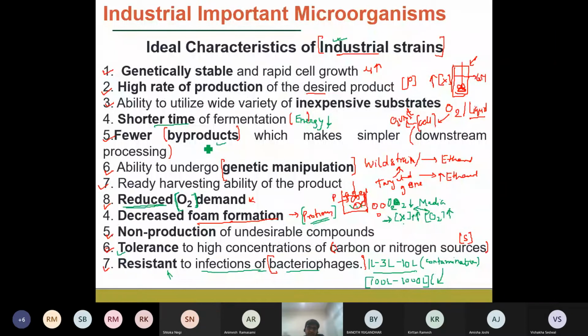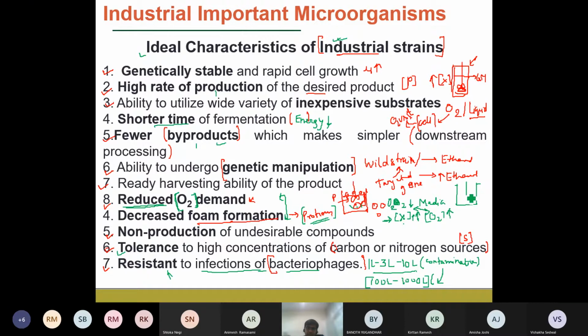Now, these are some of the ideal characteristics that we already highlighted: it should be genetically stable, with a high rate of production and fewer byproducts. Another thing is it should have reduced oxygen demand and decreased foam formation. I'm sure many of you have already heard or studied heat transfer and mass transfer for any systems as such.